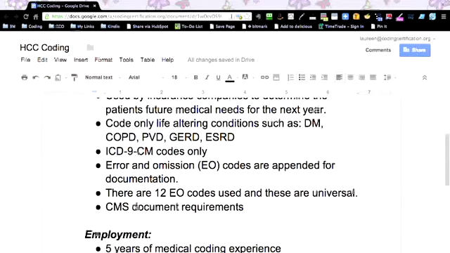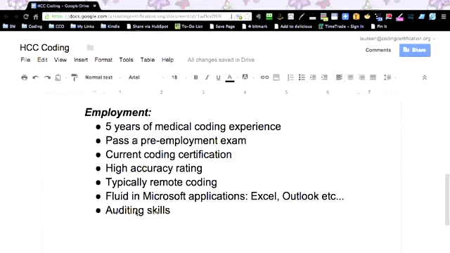For prerequisites for getting employment doing HCC coding, they like to see at least 5 years of medical coding experience. I'm sure that can depend on background. Some people that are nurses or something like that might not have to have the 5 years of coding. You need to pass a pre-employment exam, and I can tell you my pre-employment exam was really easy. It was only ICD-9 coding, and it was extremely basic, so that wasn't so scary.